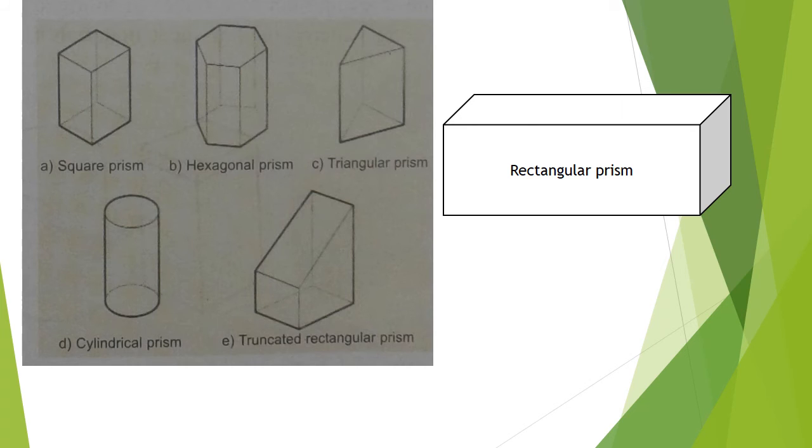Then we have what we call truncated rectangular prism. Truncated rectangular prism. It has a slanted what? Shape.